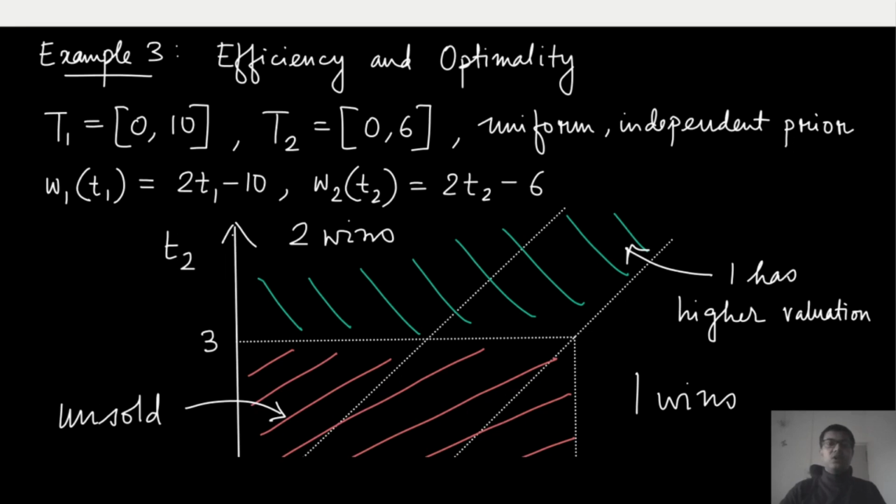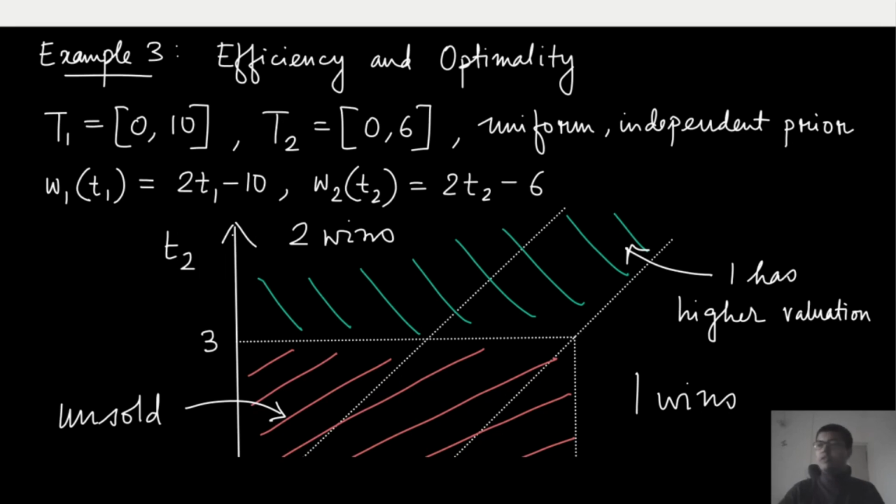Let us now compare the efficient outcome and the optimal outcome. Optimal mechanism design tries to allocate the object and charge a payment such that the expected revenue is maximized, while efficiency has a different goal. It allocates the object to the individual who has the highest valuation.